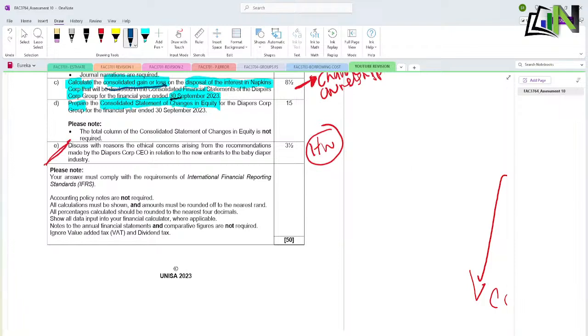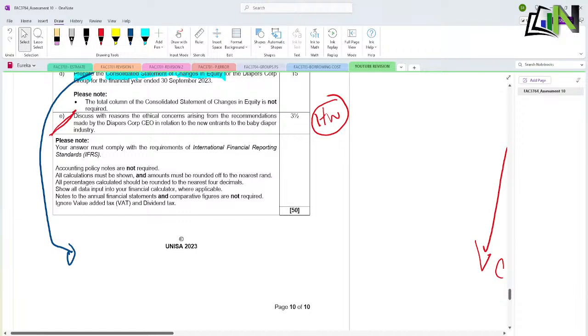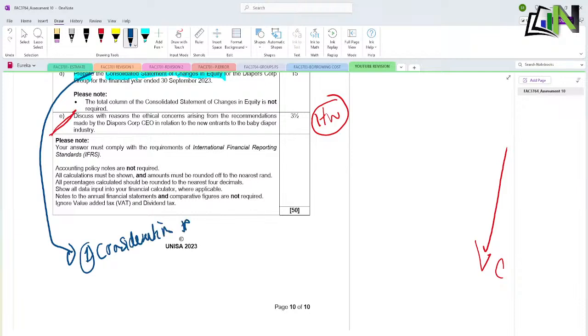What makes up this consolidated gain or loss? Let me underline right here. What makes up this value? So for me to be able to calculate the consolidated gain or loss, I will need the consideration that we actually received for selling the item. So number one, consideration received. Number two, I'll need the fair value of retained earnings.